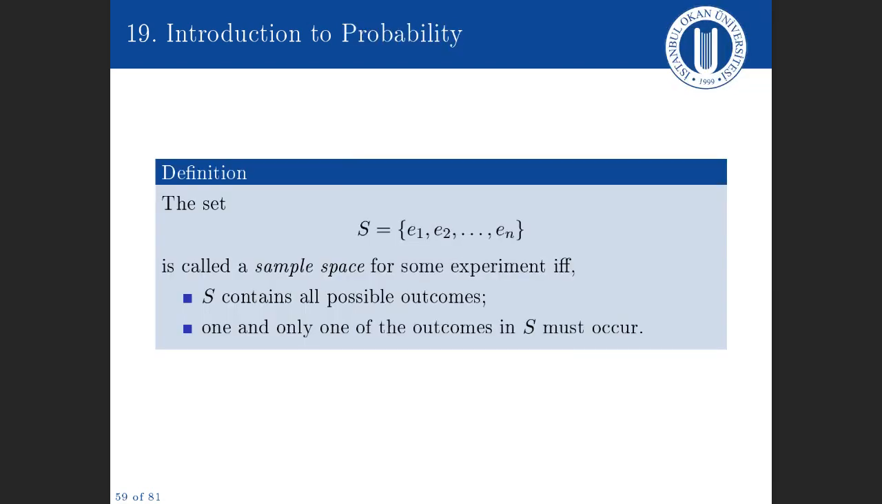Generally, if we have a set containing E1 up to En, this is called a sample space if two rules are satisfied. First of all, S contains all of the possible outcomes of some experiment, and rule number 2, one and only one of the outcomes in S must occur.